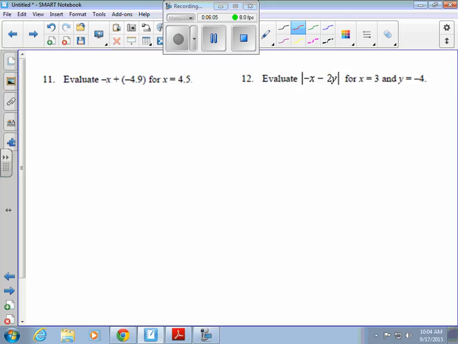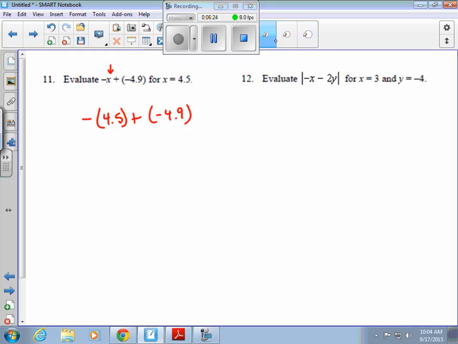Number 11. Evaluate negative x plus negative 4.9 when x's value is 4.5. So in place of x, now it's negative 4.5 plus negative 4.9. Same signs, both of them are negative. It's not going to change anything here, so there's no reason to include the parentheses in case it's confusing to somebody. Same signs, add them up.